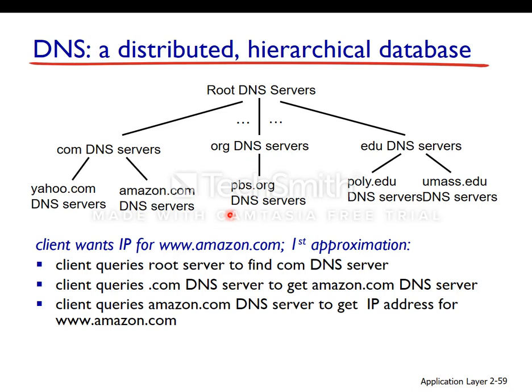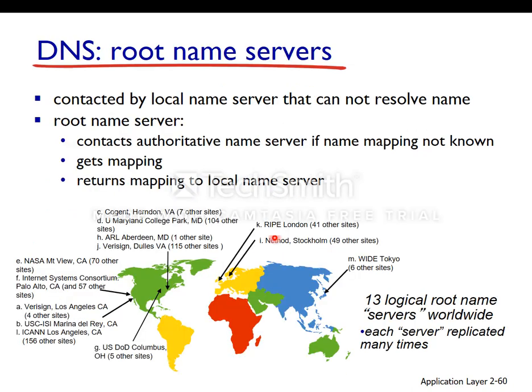And so if a client wants an IP address for amazon.com, the first approximation is that the client will query the root DNS name server to find the .com DNS server, and then you query the .com DNS server to get the DNS server for amazon.com. And then after that, I'll query the amazon.com DNS server to get the IP address for www.amazon.com. So I mentioned the root name servers. These are servers that are contacted by a local name server when it cannot resolve a name. The root name server will then contact the authoritative name server if the name mapping is not known, gets a mapping and returns that mapping to the local name server.